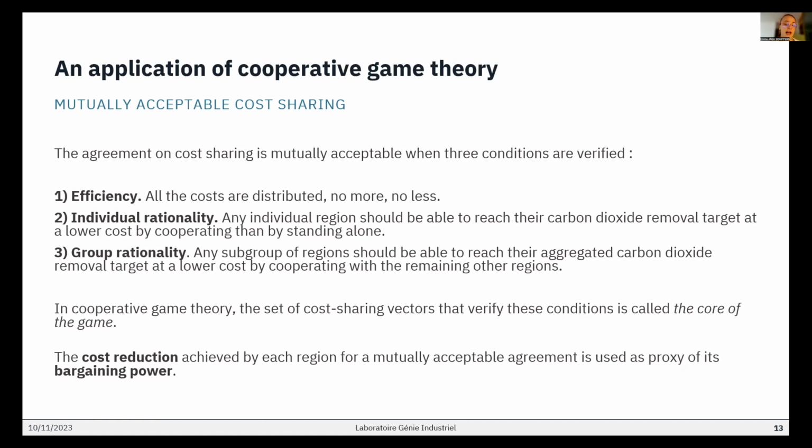And we use here the amount of cost reduction that can be achieved by each region within a mutually acceptable agreement as a proxy for its bargaining power. So if one region can reduce its cost much more and even get a positive benefit from cooperating in CDR, we will conclude that they have more bargaining power in this agreement.